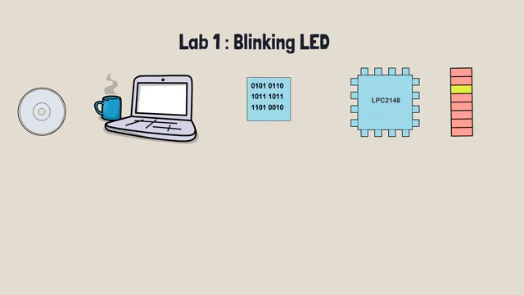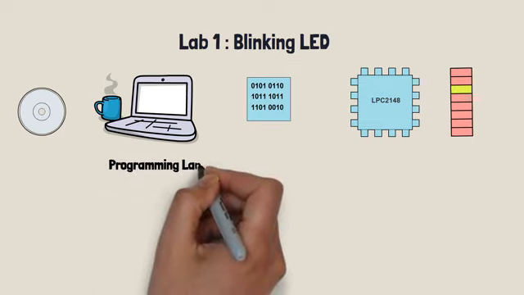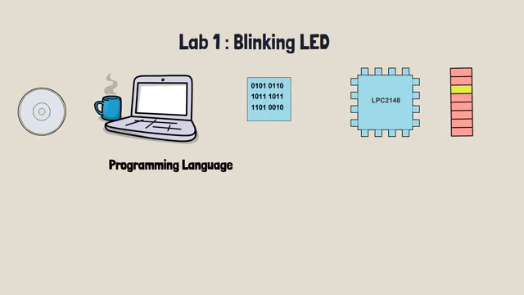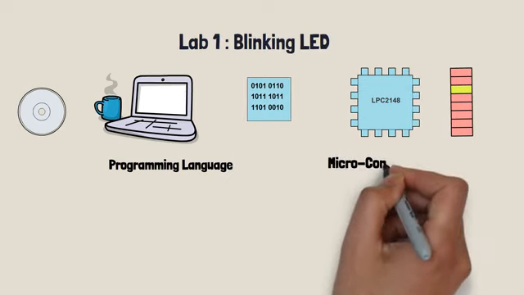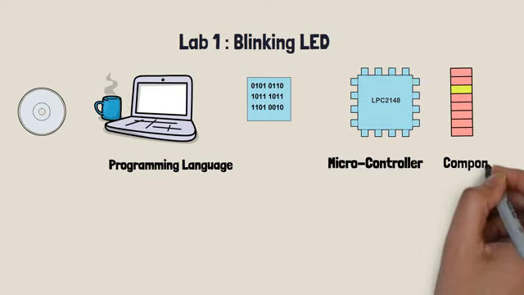Any embedded system project involves three important steps. The first step is to select the programming language, the second step is the selection of the microcontroller, and the last step involves identifying electronic components.